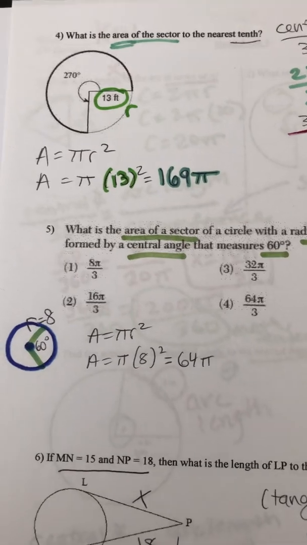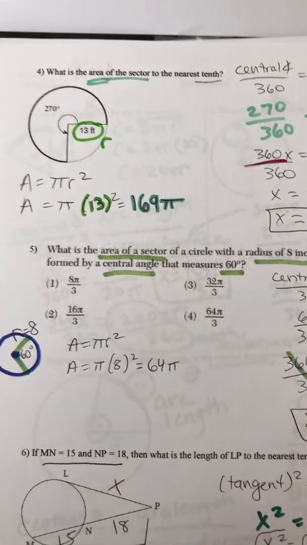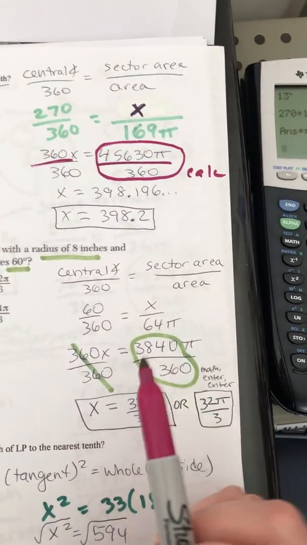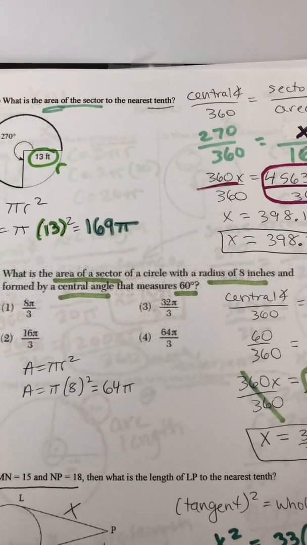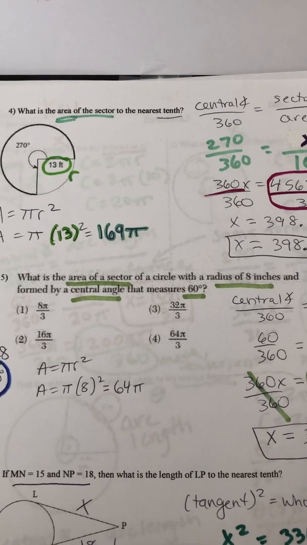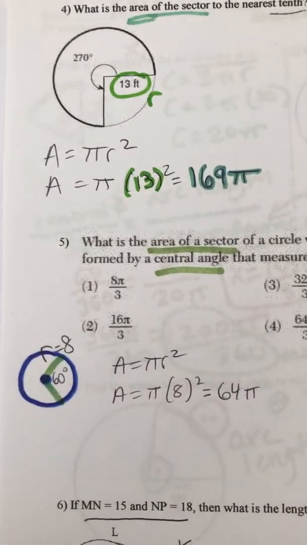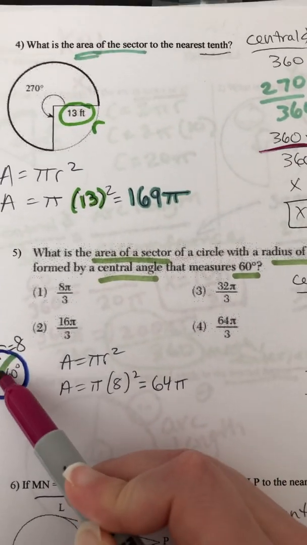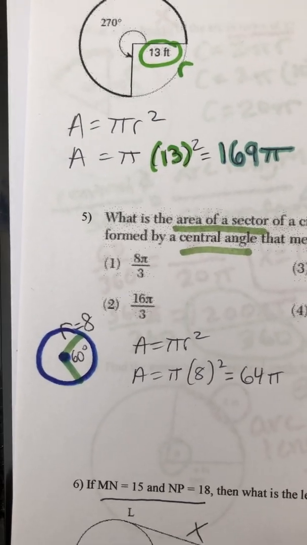The next question says area of the sector. So we know, again, area, not arc length. Area is A equals pi r squared, so I write that down, and I also can write down central angle over 360 equals sector area over area. Reading the question, underline keywords: area of a sector, radius of 8, formed by a central angle that measures 60 degrees. Well, central angles touch the center, so I would suggest drawing a little visual. Circle, draw the rays that touch the center of the circle. The radius is 8, the central angle is 60 degrees.